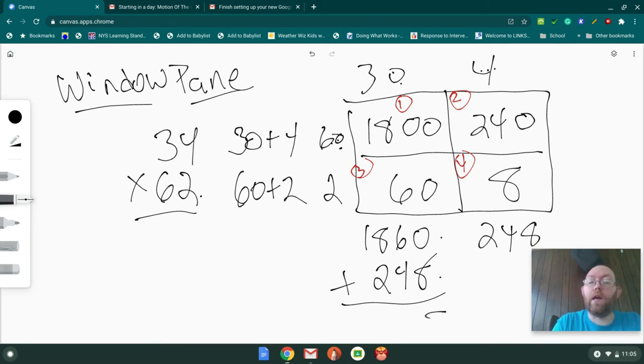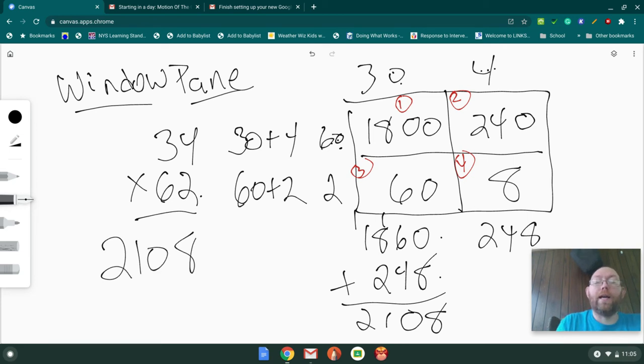So 8 and 0 is 8. 6 and 4 is 10. Carry my 1. 8 and 2 again is 10. Add 1, 1. So my answer, my product, is 2,108. Now, it's not necessarily quicker than doing the algorithm, but for me, it's easier to just multiply these little pieces and being able to annex those zeros.